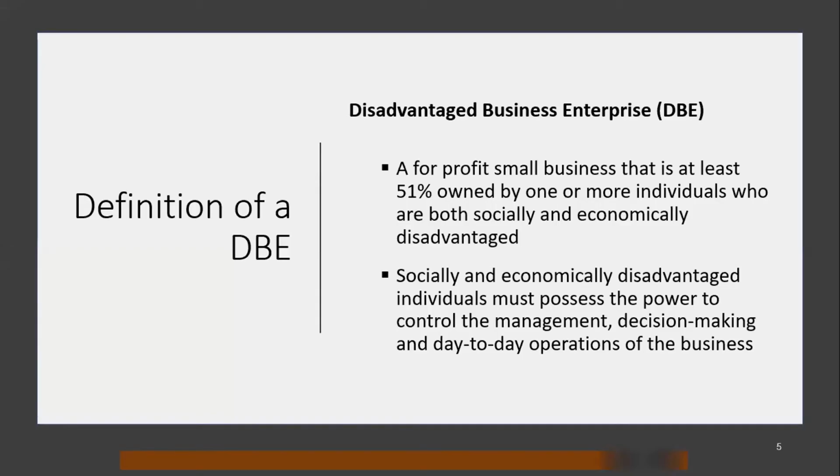By definition, a disadvantaged business enterprise is a for-profit small business that is at least 51% owned by one or more individuals who are both socially and economically disadvantaged. Socially and economically disadvantaged individuals must possess the powers to control the management, decision-making, and day-to-day operations of the business.